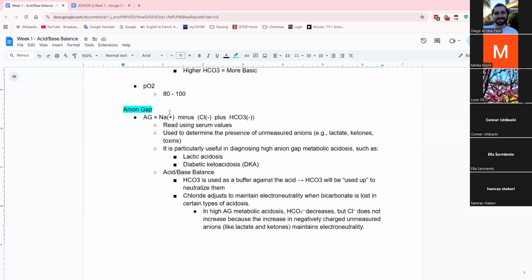Okay. So this right here is the anion gap. This is something that you will go into a lot more detail next semester when they go over DKA, diabetic ketoacidosis.